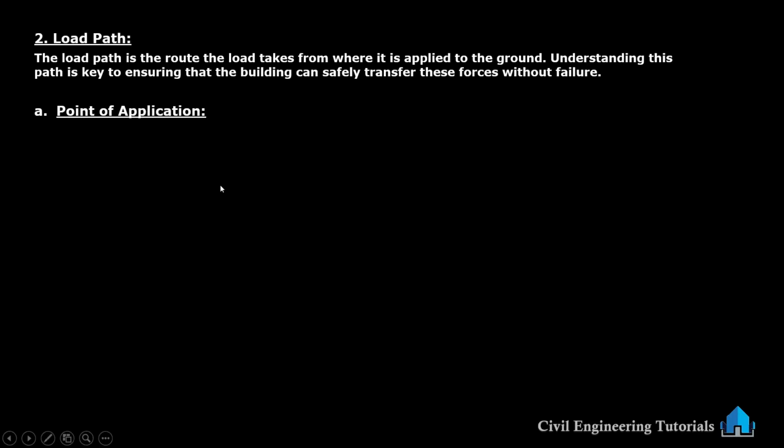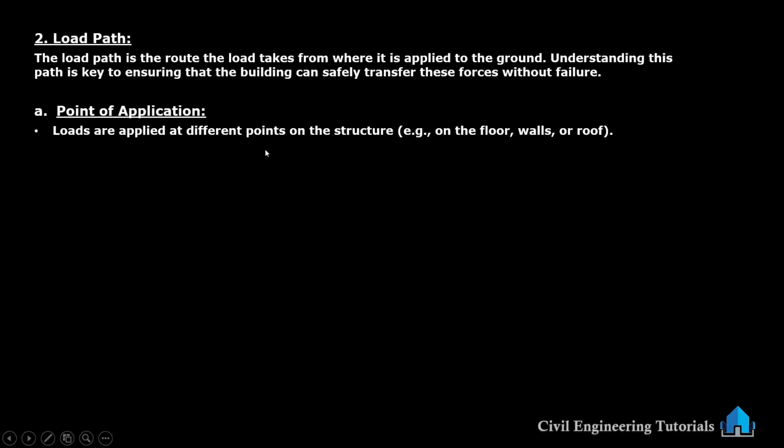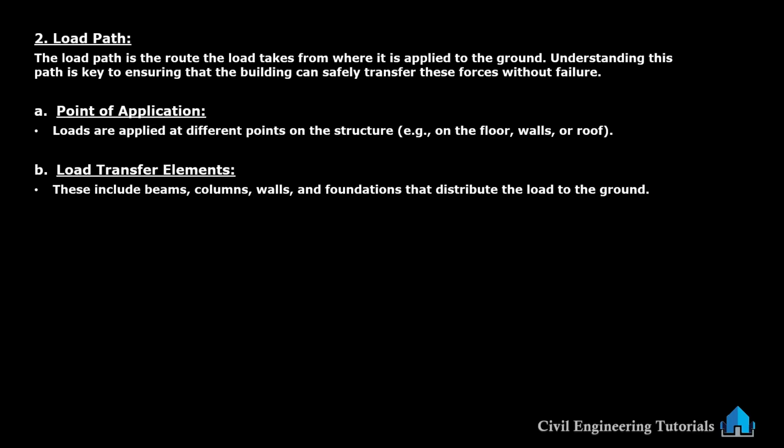Point of application. Loads are applied at different points on the structure, for example, on the floor, walls, or roof. So loads may come from the floor, from the wall, or from the roof slab. Next, load transfer elements. Load transfer elements include beams, columns, walls, and foundations that distribute the load to the ground.